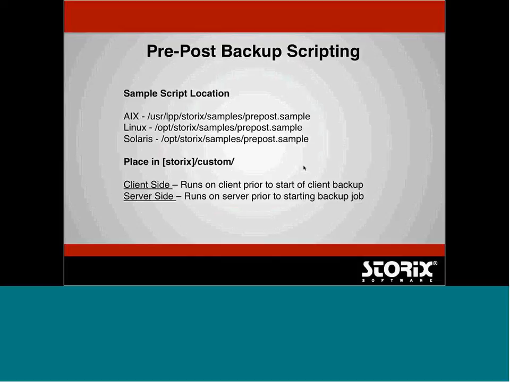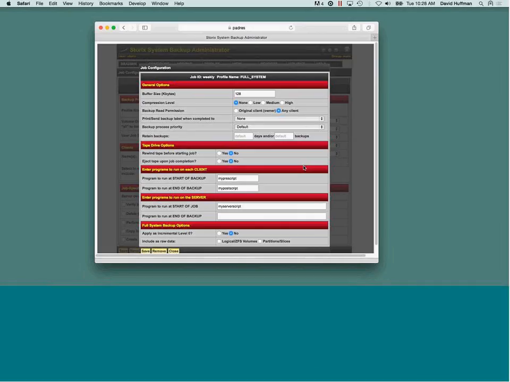And then inside of that is going to be a directory called custom. So you would want to place your script inside the Storix custom directory and make it executable. For client-side scripting, you put that on the client. For server-side, you just put it on the server in that same location. And then when you're configuring your backup job, you just specify the name of it. You don't give it the full path. That's why we have that custom directory there.